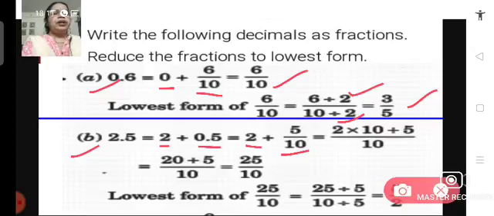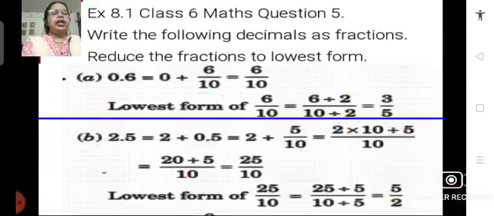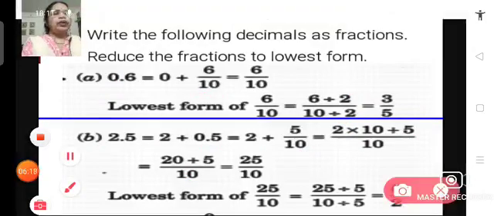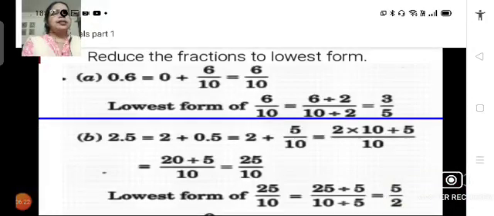Now we convert it into a fraction by multiplying 2 by 10 and adding the numerator to it, and the denominator will be the same. So we get 20 plus 5 upon 10, which gives us 25 upon 10. Now to reduce it to the lowest form, we divide 25 upon 10 by 5. So what do we get? We get 5 upon 2. 5 upon 2 is the answer.